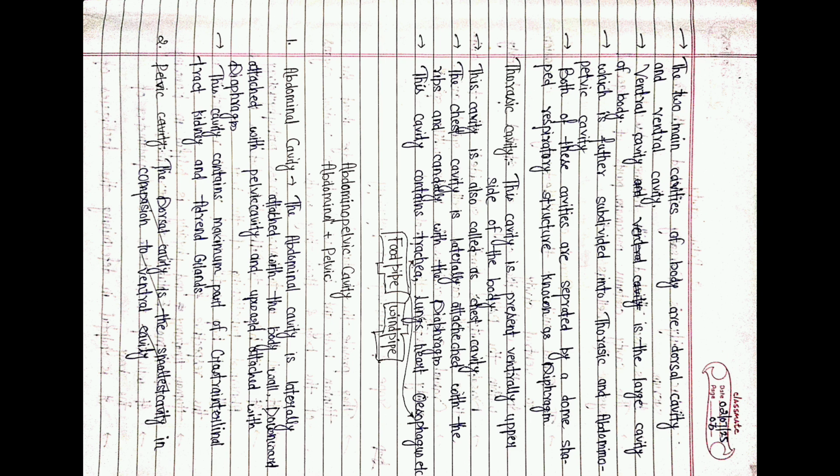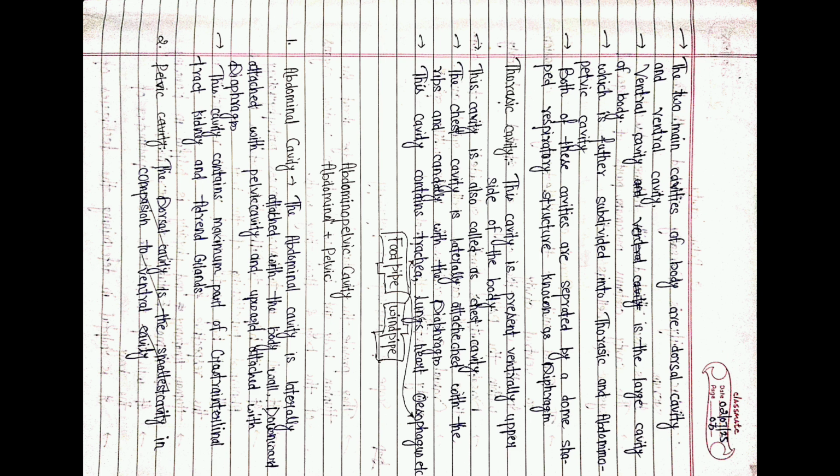Thoracic cavity. This cavity is present ventrally on the upper side of the body. This cavity is also called the chest cavity. The chest cavity is laterally attached with the ribs and caudally with the diaphragm. This cavity contains trachea, lungs, heart, esophagus, etc. Food pipe, bhojan nali, windpipe, shwasanali. Abdominopelvic cavity equals abdominal plus pelvic.